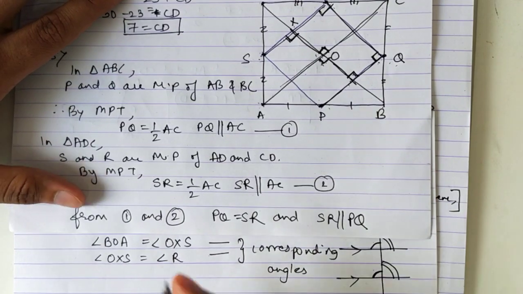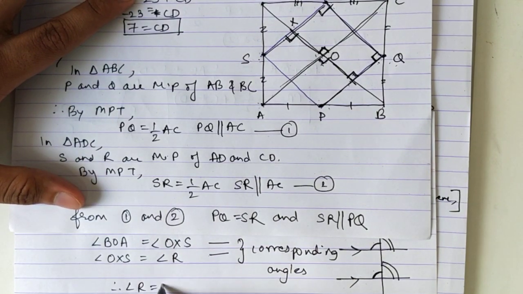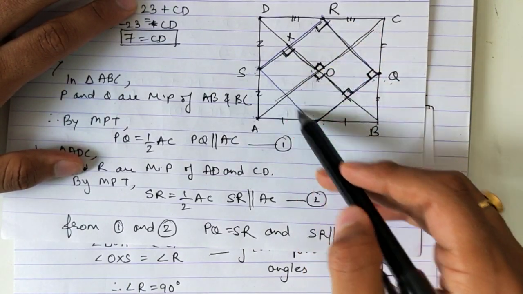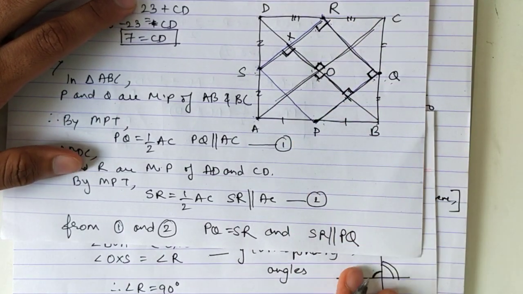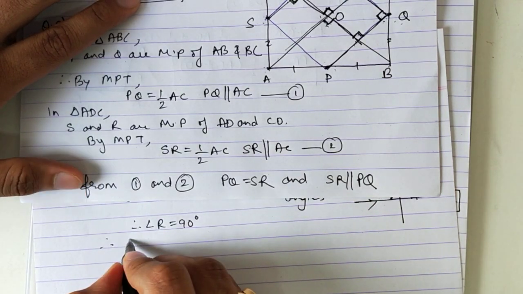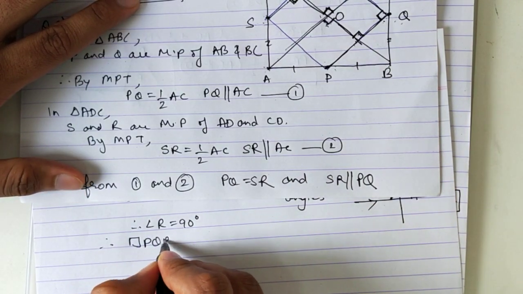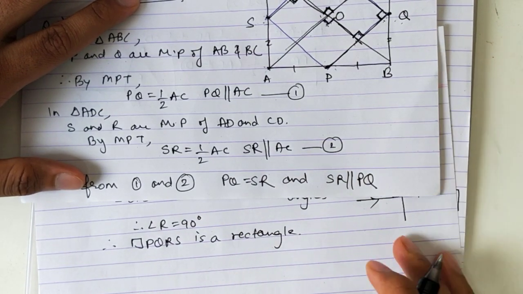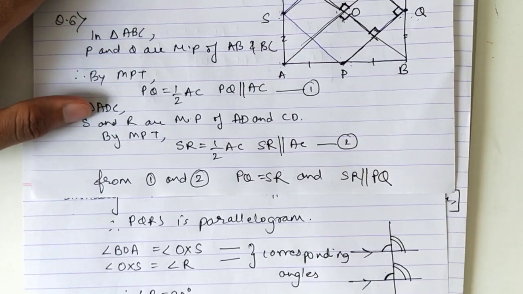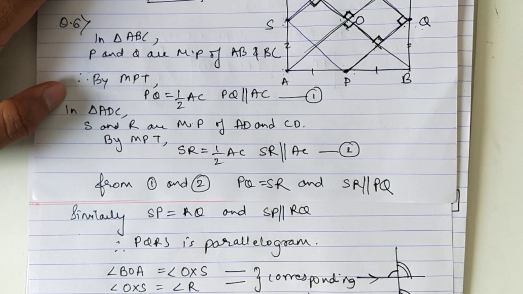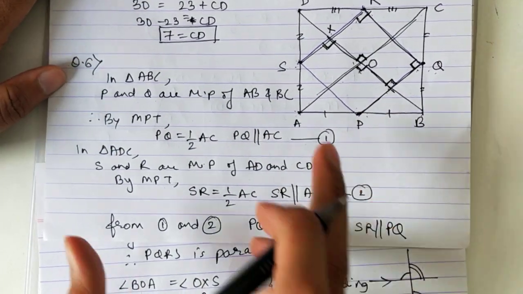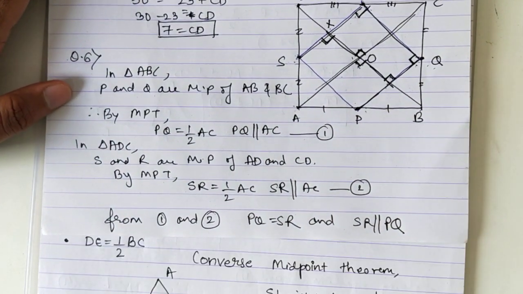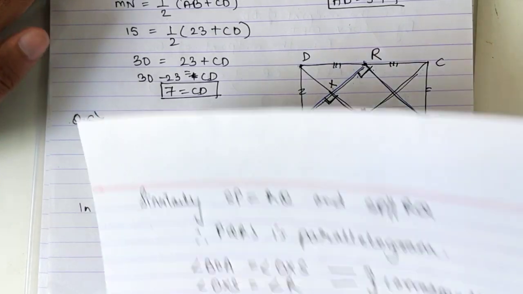Okay, so that means therefore angle R is 90 degrees, and once I get angle R is 90 degrees, I can say that this figure is a rectangle. Therefore quadrilateral PQRS is a rectangle. Okay, copy this part first. Then copy this.